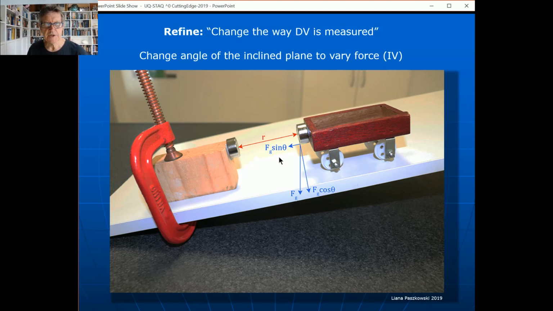Now look, I should mention something here while it's up. What you'll notice is that I've got the vectors here. There's the weight of this trolley going straight down, vertical towards Earth, so that's Fg. Now I've resolved that into the two components, the parallel component, Fp, which is equal to Fg sine theta. The other component is the perpendicular component, which is Fg cos theta.